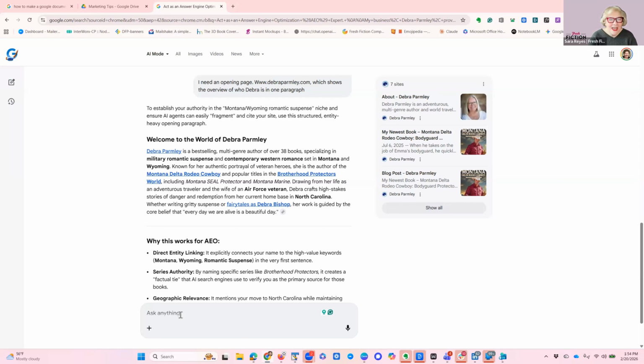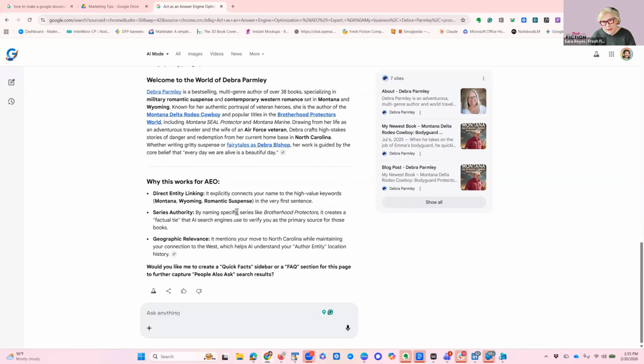Okay. And then the nice thing about Gemini is it gives you explanations down here. Why this works for AEO: it has the entity linking, which connects your name to the high-value keywords, Montana, Wyoming. So keyword, here's your SEO, Deborah. Oh, good. So it's incorporating it, so we're not losing that. No, you're not losing it. Your series authority is naming specific series titles, our series names and the titles, okay? Because the search engines are looking for that. Search engines and humans are looking for that, okay?